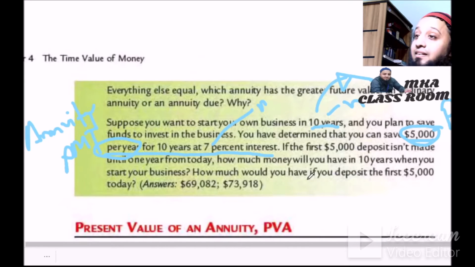But here is another phrase you have to remember: the first 5,000 deposit isn't made until 1 year from today. That says it is an ordinary annuity. So you can solve the problem.